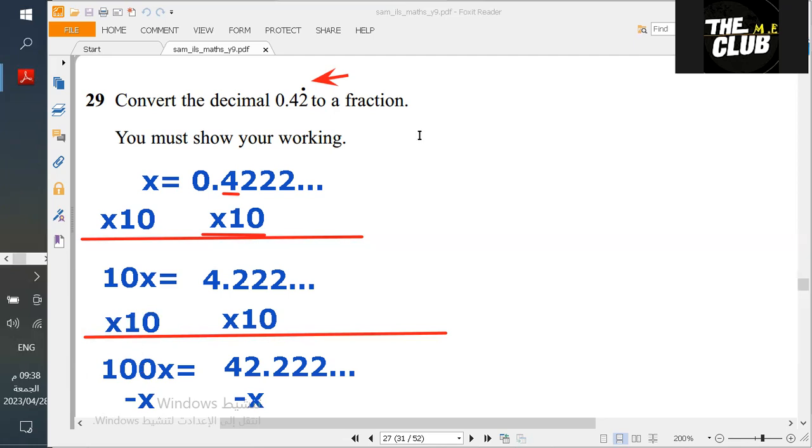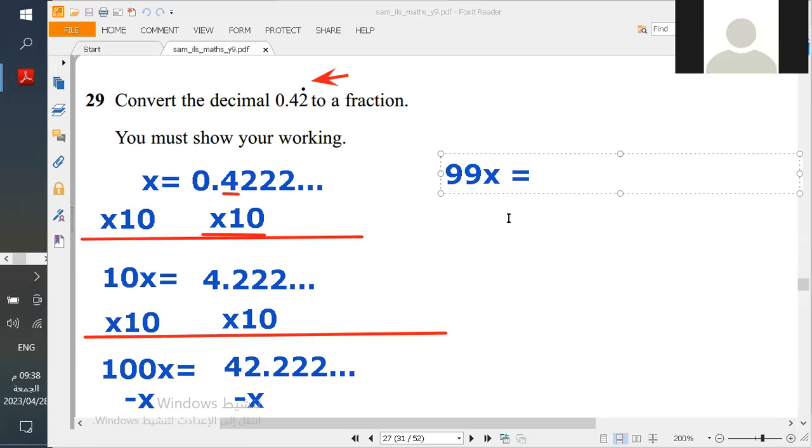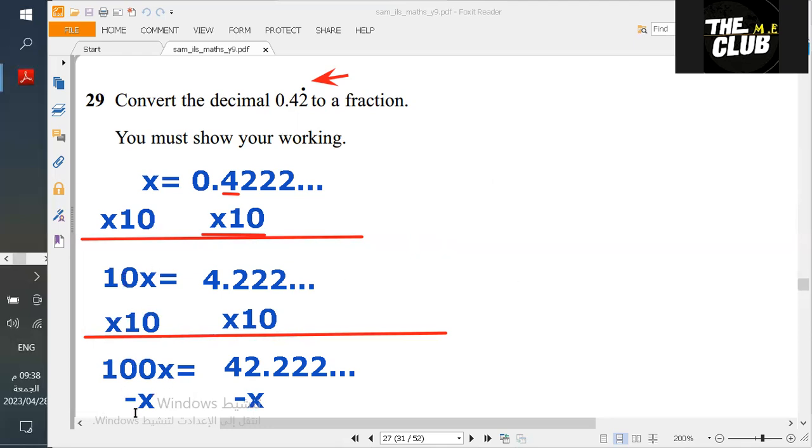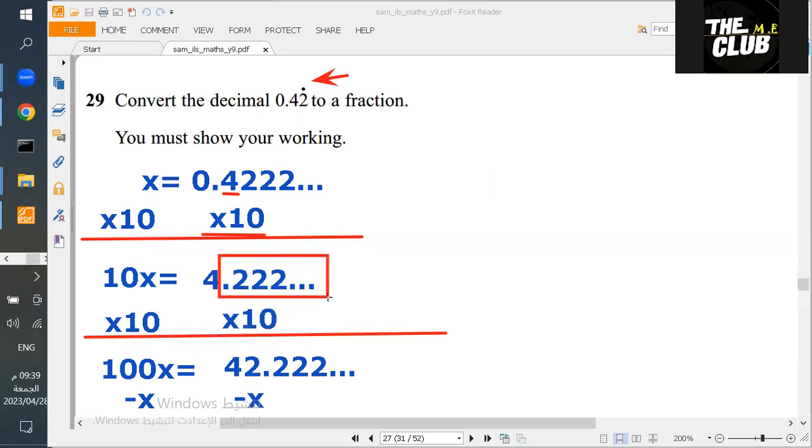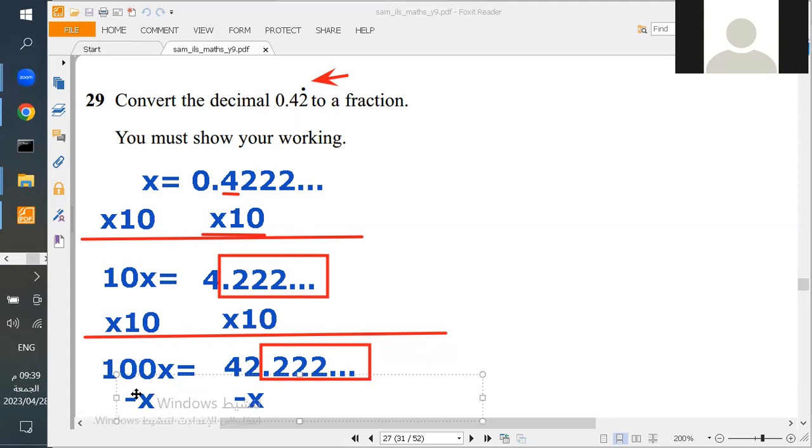So this becomes 99x, equals 42.222 minus this one, 41.7998. Okay, I have a problem. I don't need decimals, which means we shouldn't do minus x. Instead, we go here to 10x equals 4.222, and I want to get rid of the 0.222, so minus 10x. Yes, minus 10x, good. So we do minus 10x here.